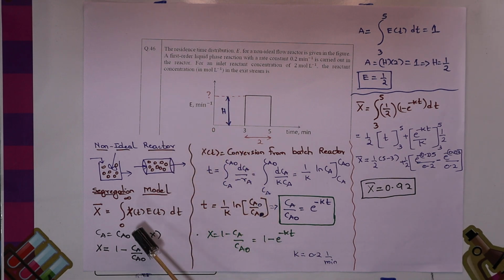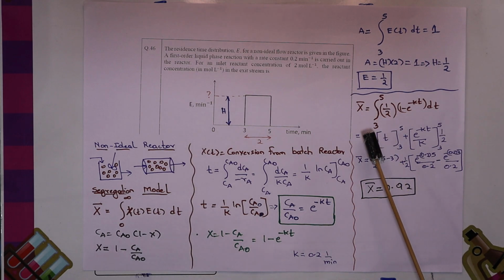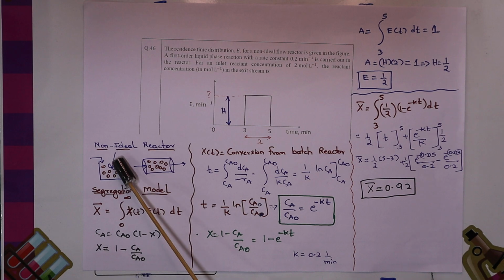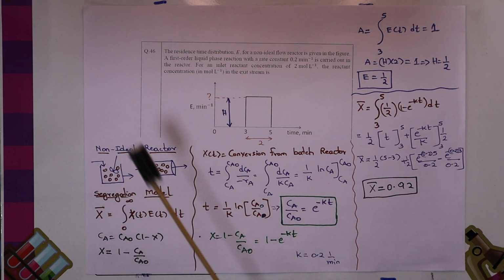That means I got the value of E of t, which is half, and I know the equation for X of t, which is 1 minus e power minus kt. Simply, I substitute these two in this segregation model and I evaluate the average concentration of all the molecules exiting the reactor.